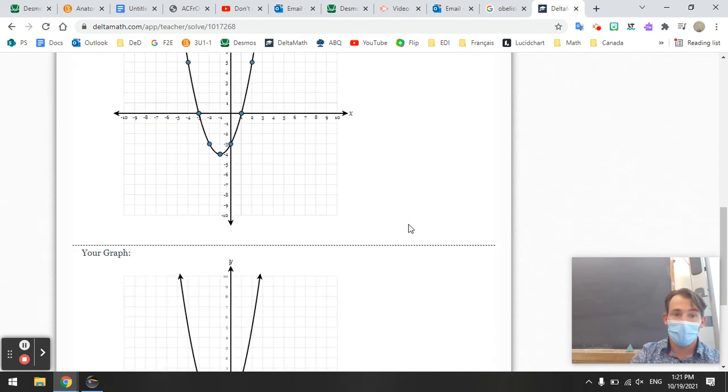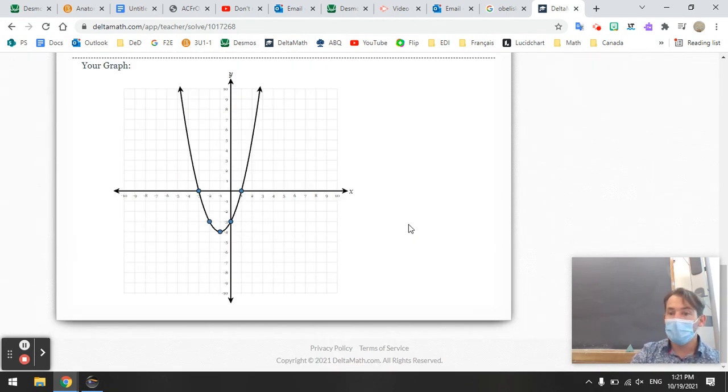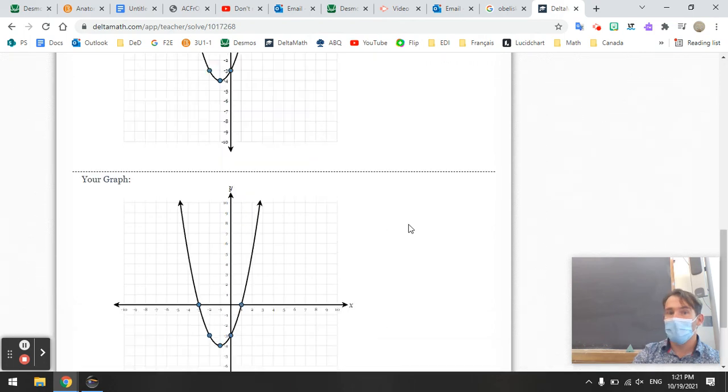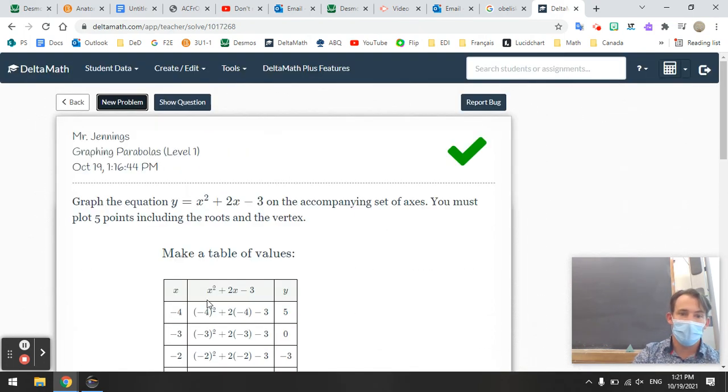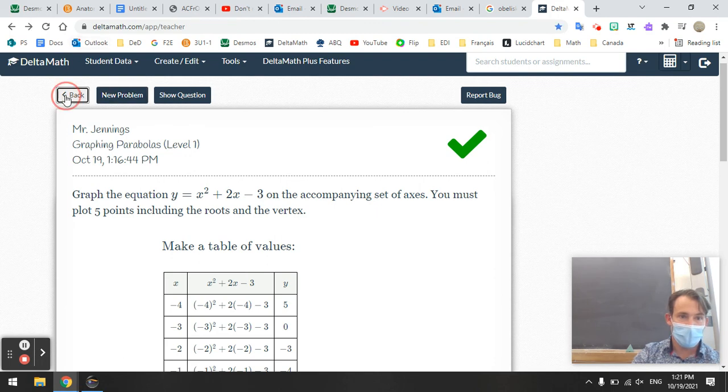So that's how you graph these parabolas. You use a table of values and then plot your points. How do you generate your table of values? You substitute and solve. Okay, so that's not that tricky.